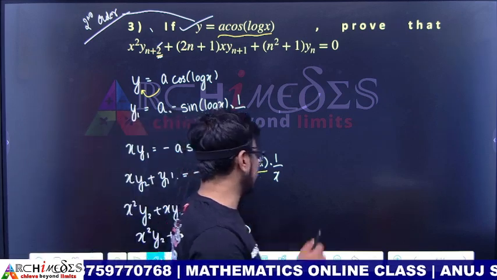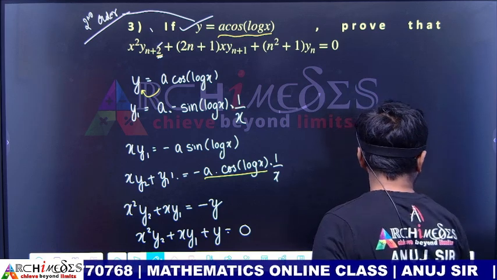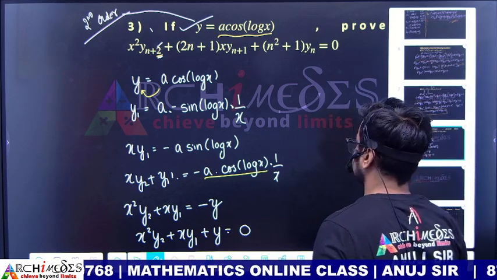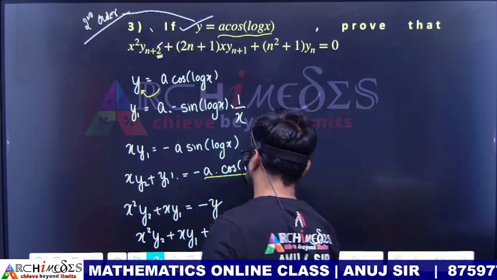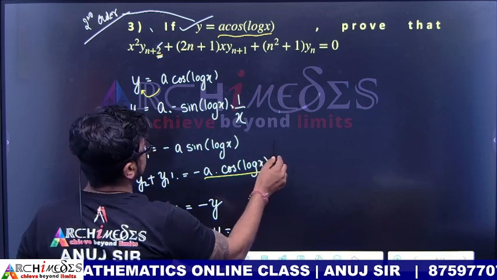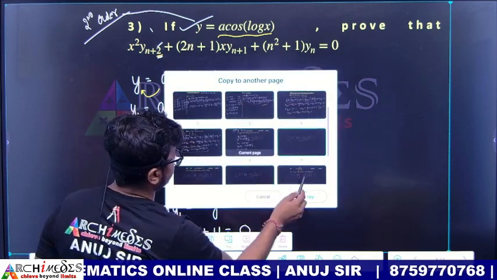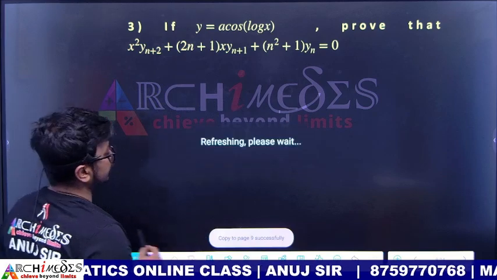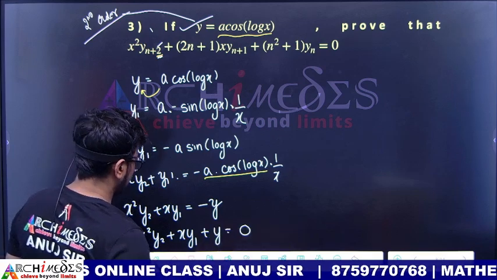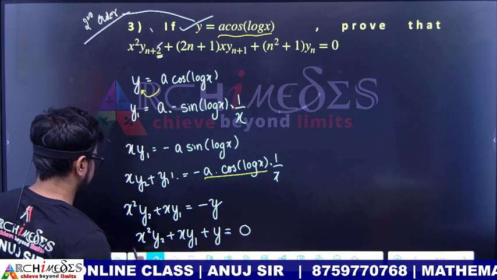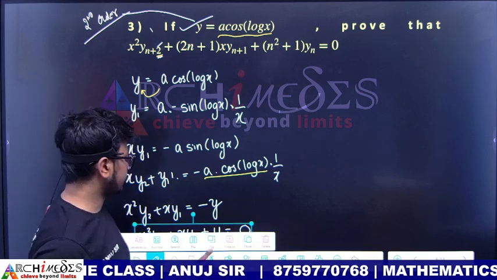Now tell me if you have any doubt. Now you know very well what we'll do. Now we'll differentiate how many times? n times. Am I clear? n times using Leibniz theorem. Any doubt why I'm differentiating these 2 times? No doubt? Okay.